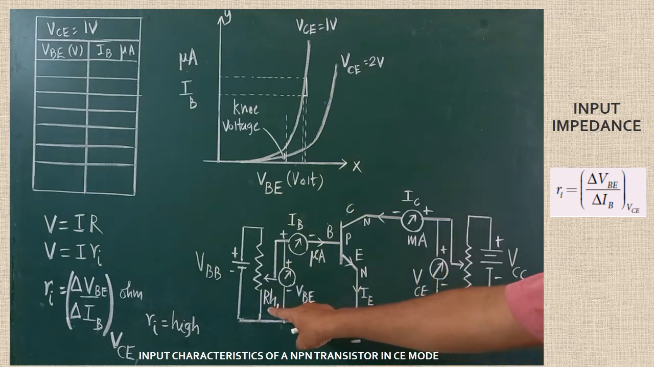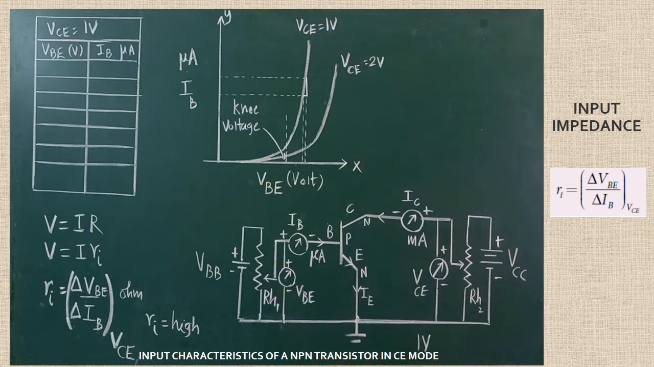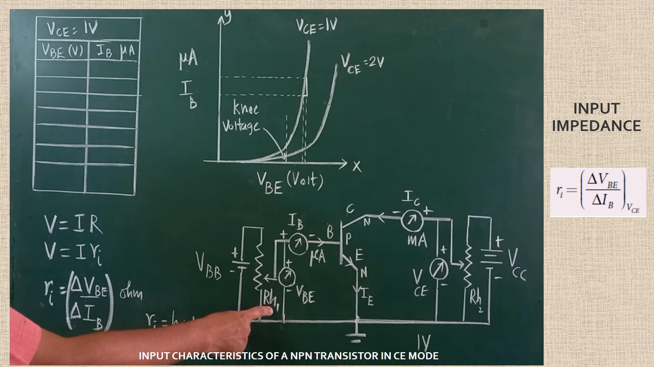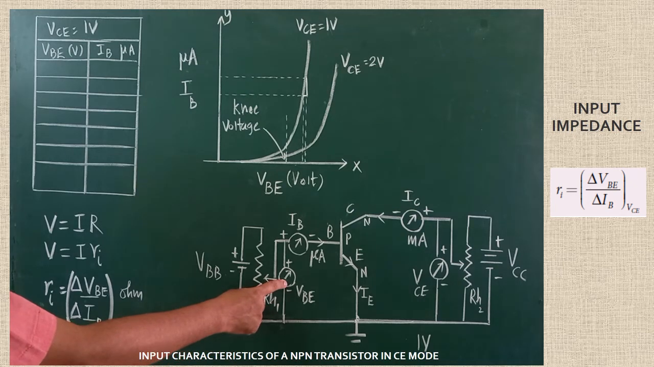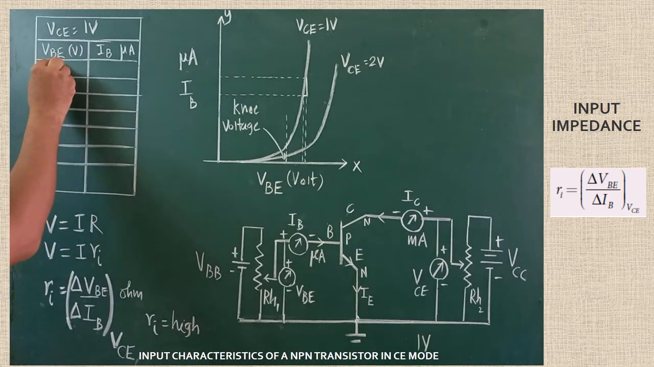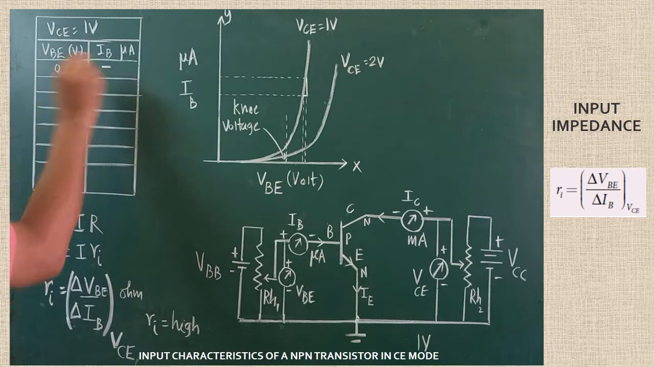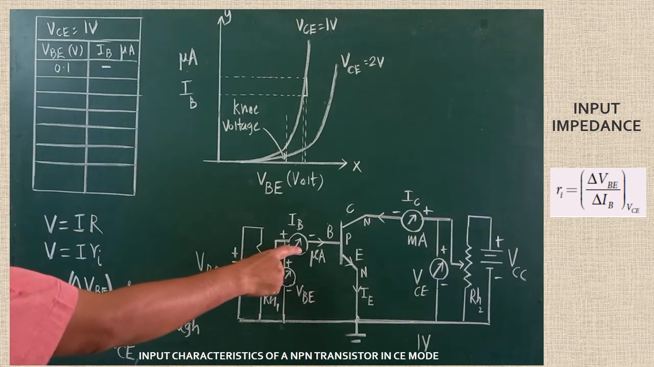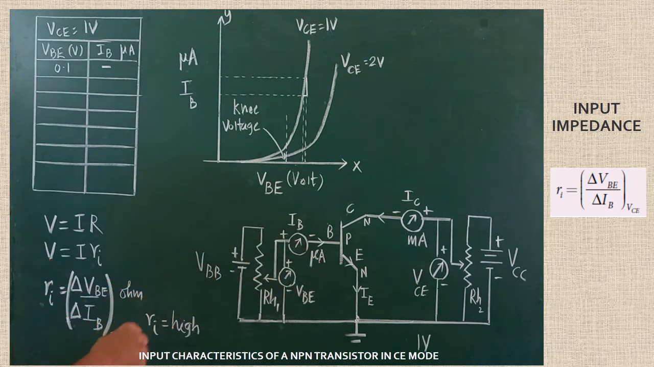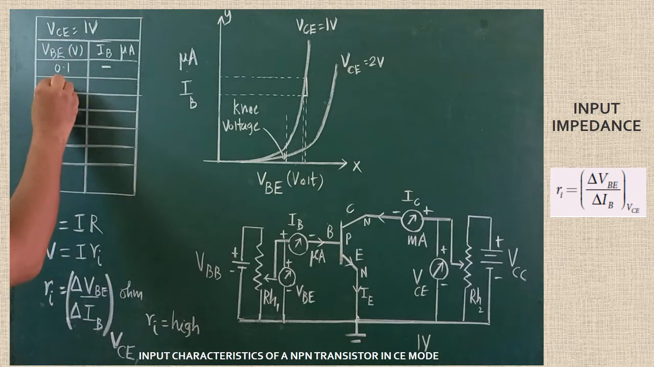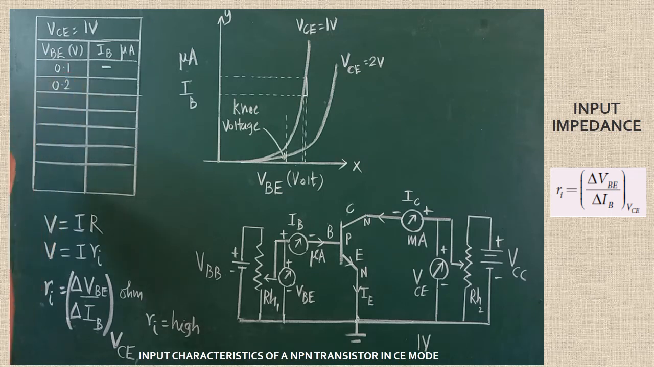Now we have to vary the value of VBE. So come to the tabular column. Now by adjusting the rheostat 1, set the value of VBE. The first reading that could be taken is 0.1 volt. Note the corresponding reading in IB, that is in the microammeter. Adjust rheostat 1 again, alter the value of VBE, and set it as 0.2 volt.